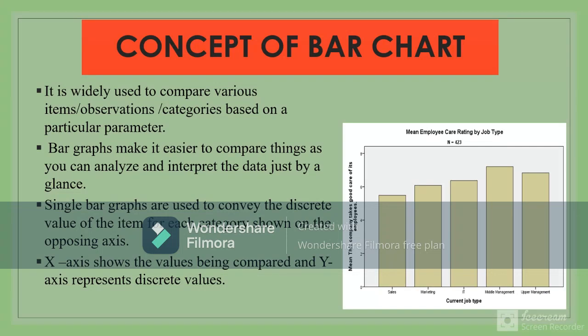So simple bar graphs are used to convey the discrete value of the item for each category shown on the opposing axis. So x-axis shows the values being compared and y-axis represents the discrete values.